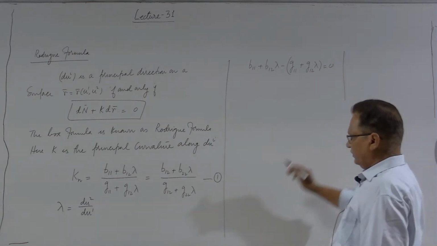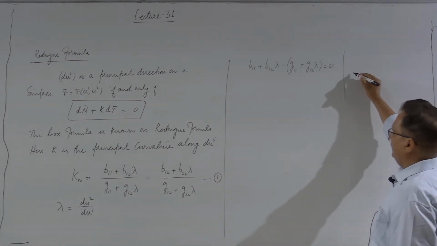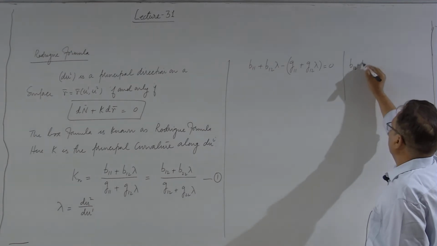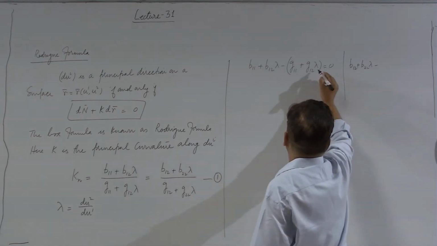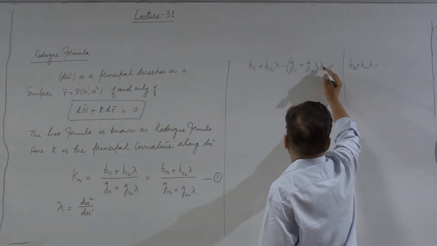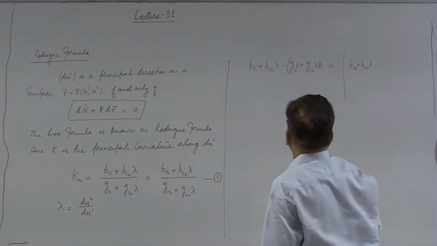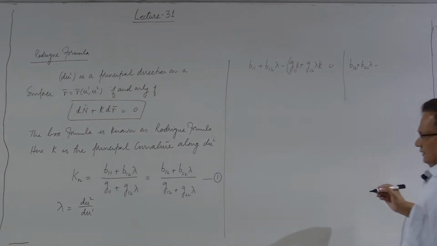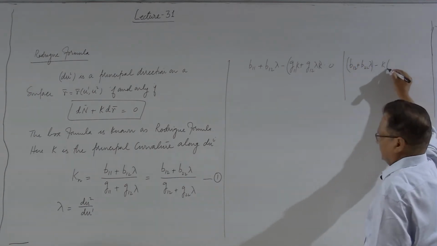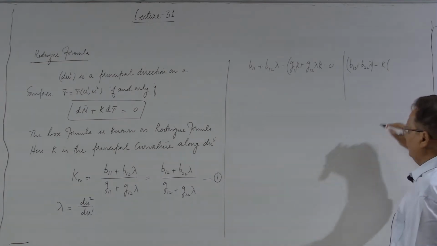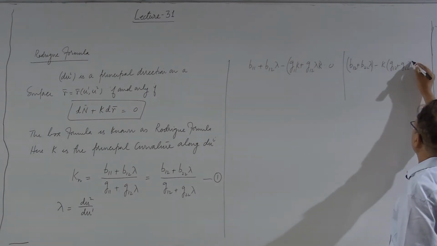On the other hand, if you take this equality kn equal to this much, then I will be getting B12 plus B22 lambda minus k times G12 plus G22 lambda equal to 0, where k you can keep out.